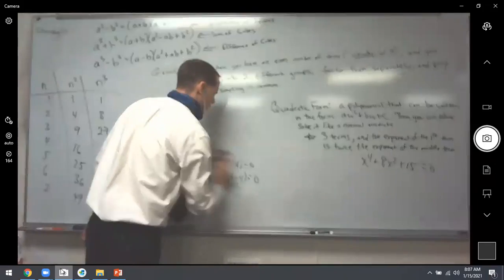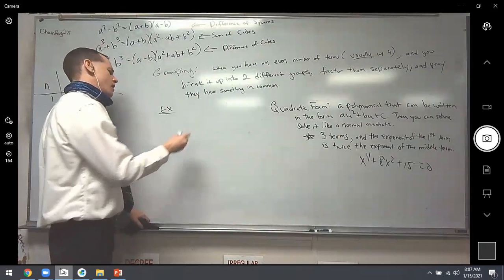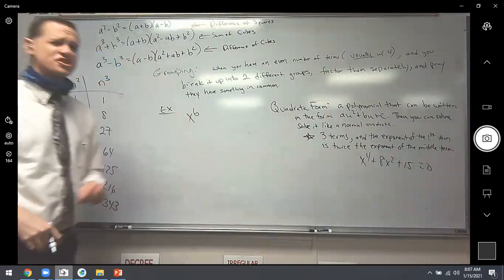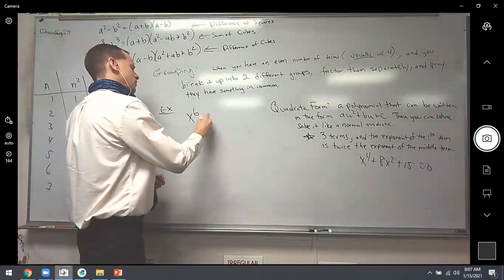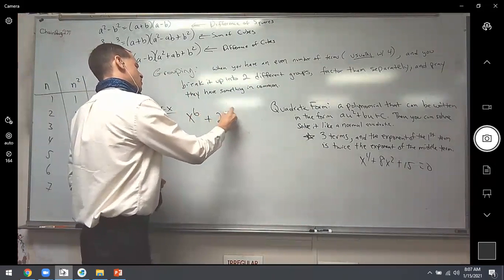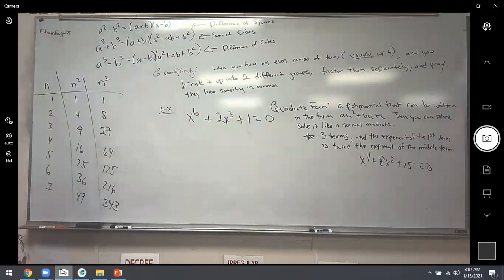Let's try another one. How about this? And they're not all x to the 4th. It could be different. How about this one? x to the 6th plus 2x to the 3rd plus 1 equals 0.